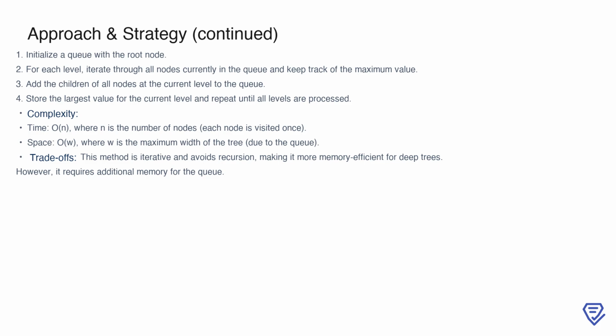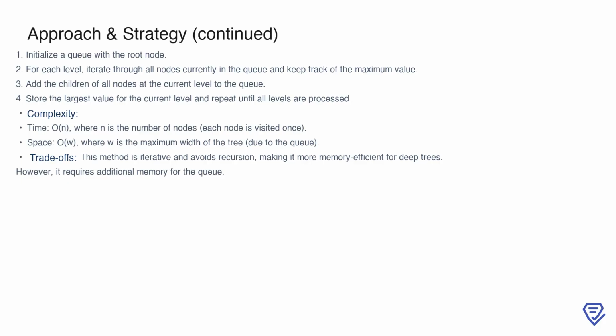Then, for each level, we iterate through all nodes currently in the queue, tracking the largest value found at that level. Once we've processed all nodes in the current layer, we add their children to the queue for the next level. After determining the largest value for the current level, we store that value and proceed to the next layer of the tree. This process continues until all levels are traversed.